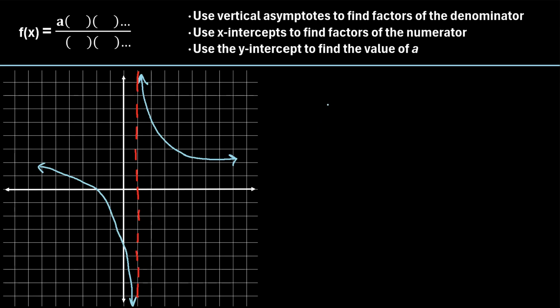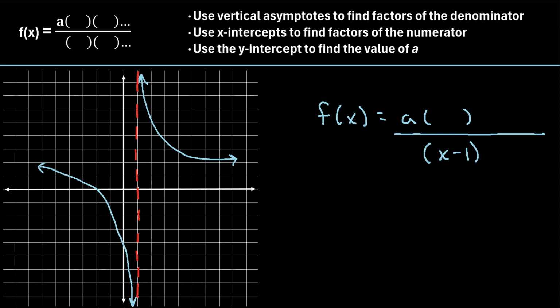So here's what we can write. f(x), some function, is equal to a times some factors. We don't know the factors in the numerator yet, but the factors in the denominator will be wherever the vertical asymptote is. So at an x value of 1, that would mean that the factor in the denominator is x minus 1, so the opposite value. And we'll see that if we were to plug in an x value of 1 right here, we would get 1 minus 1, which is 0, which is why x equals 1 is one of the factors. Since we only have one vertical asymptote, that means we're done with the denominator.